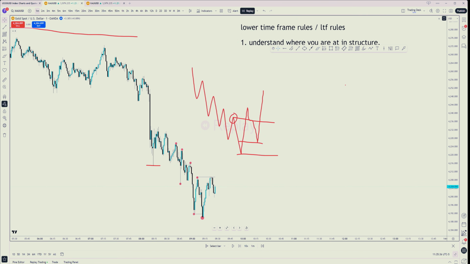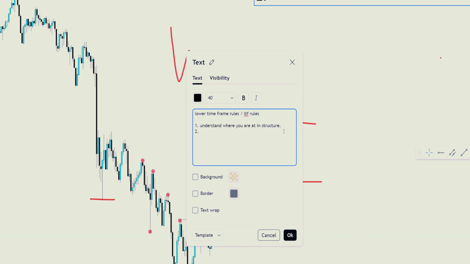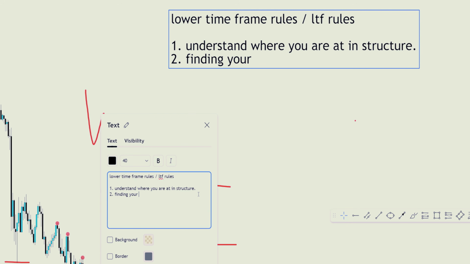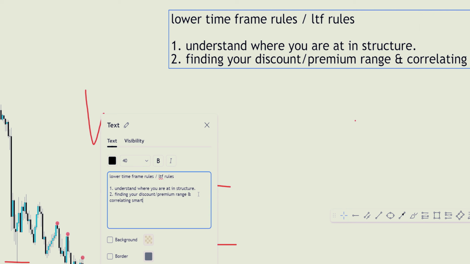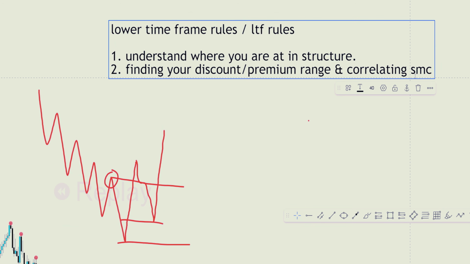Now, first rule was to just understand where you are in structure. So understanding where we are in structure is that we just put in a higher high. So I'll come here, do that. I'll put that as blue. All right, cool. So we put in a higher high. So number two, when it comes down to trading the lower time frame in this style, number two is just going to be finding your discount / premium range and correlating smart money. And I'll just put SMC, correlating SMC. All right. So correlating SMC is just smart money concepts.